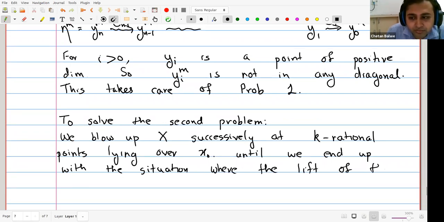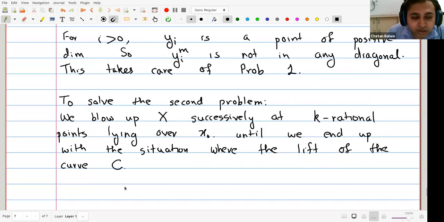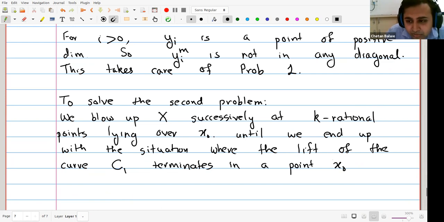So with the situation where the lift of the curve C1 to the M terminates in a point X naught. Actually not C naught, C1 to the M. I just mean C1 in a point X naught tilde, which is positive dimensional.